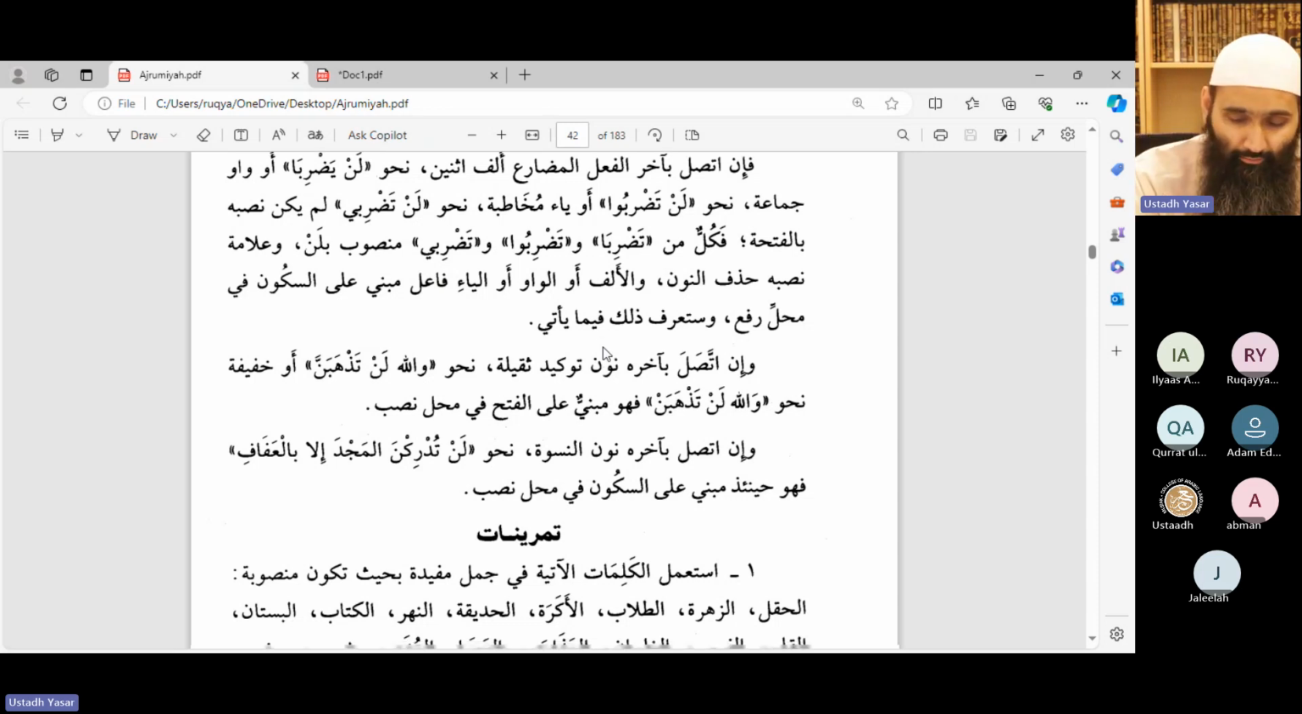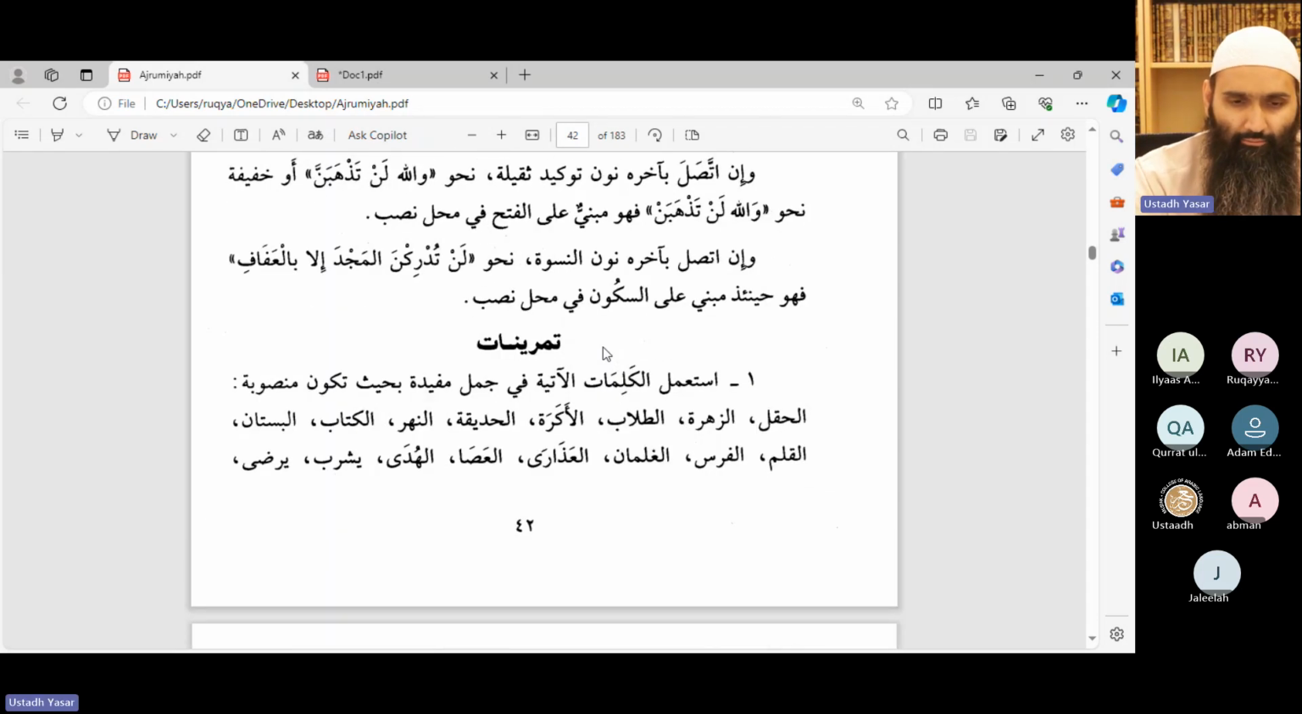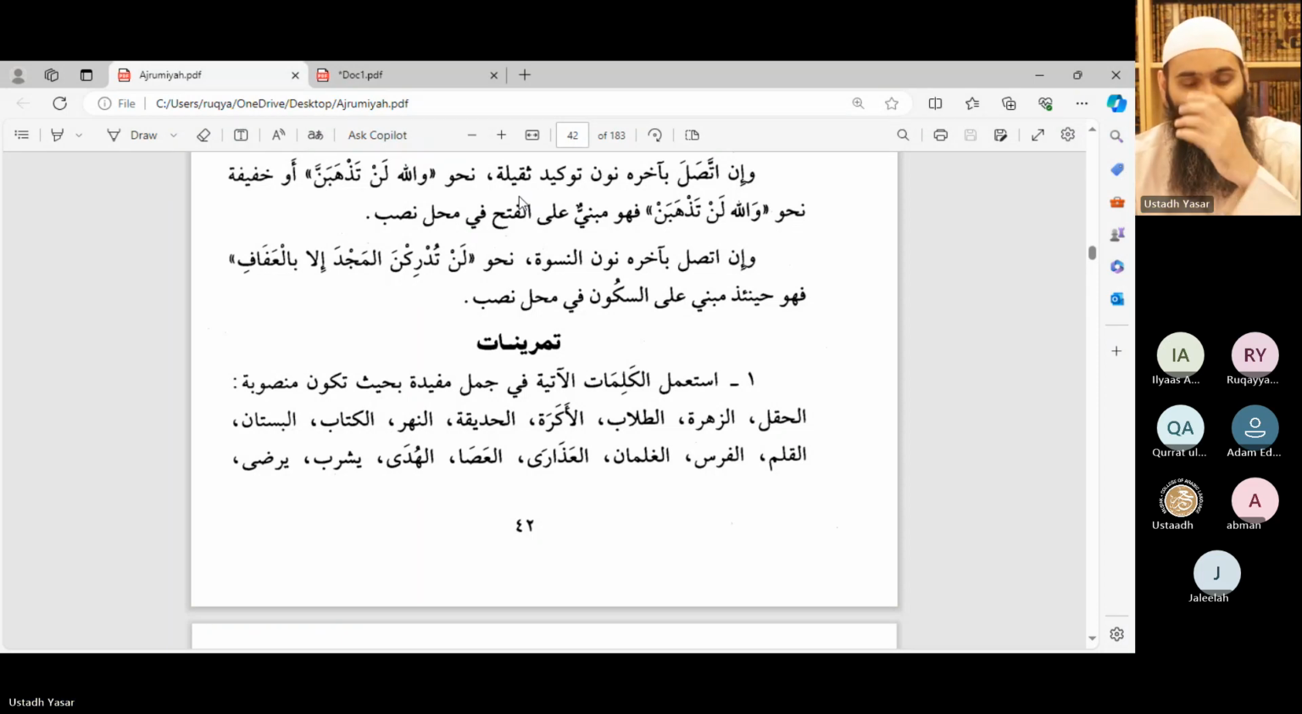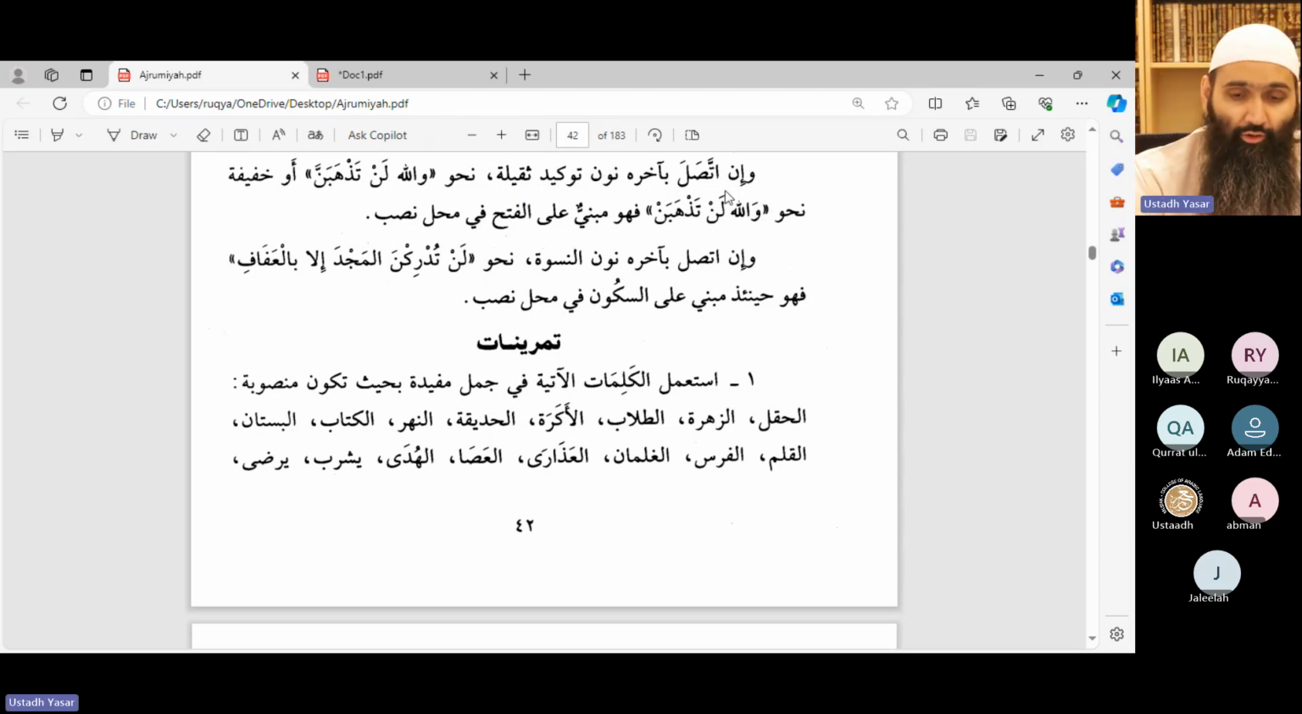Let's look at it now. Very simple, and we've done this before. Remember, noon tawqeed, there's two types. Noon tawqeed thaqila, noon tawqeed khafifa. Thaqila with the shadda and khafifa without the shadda. Yes? So, if at the end of fi'l mudari there is noon tawqeed thaqila.